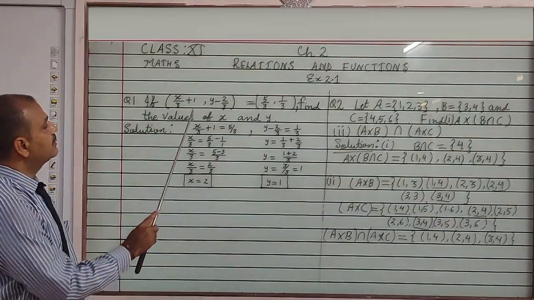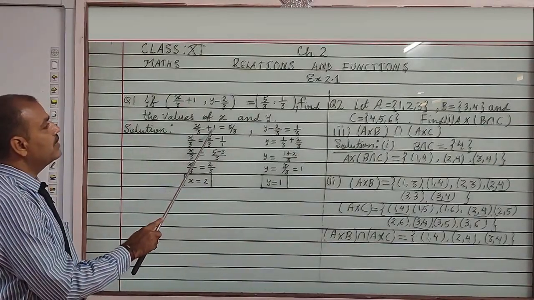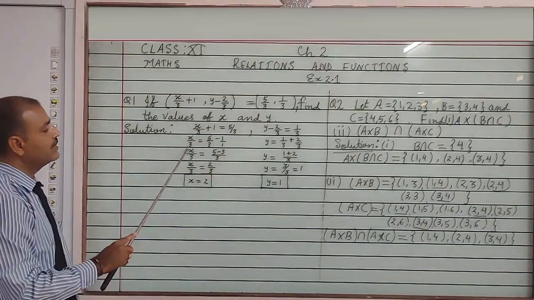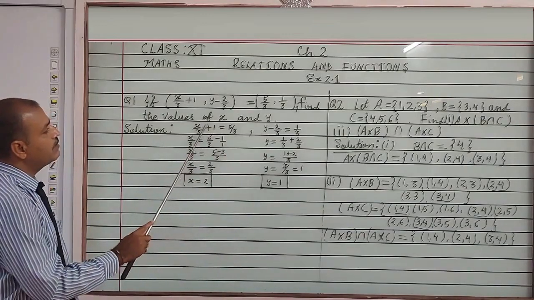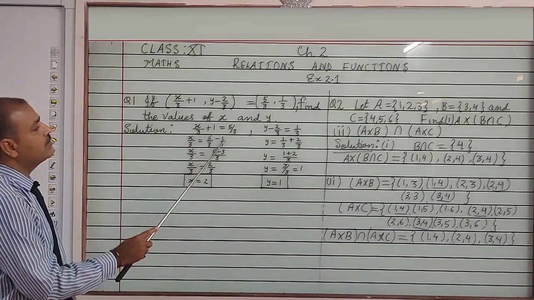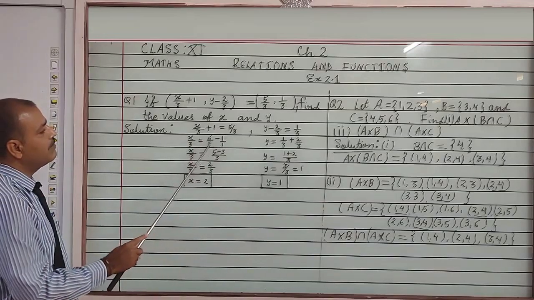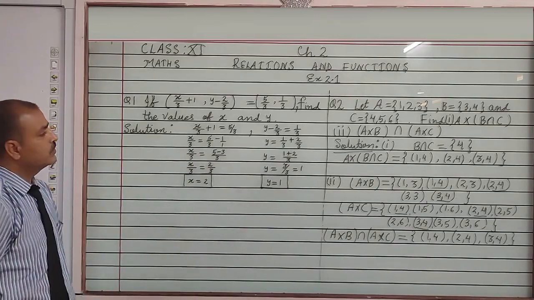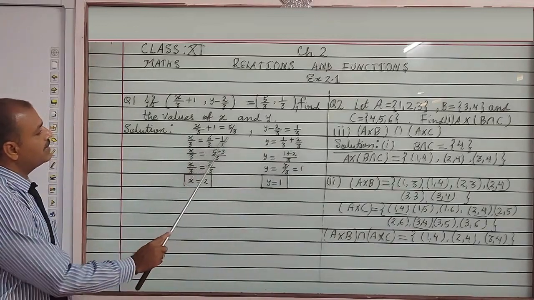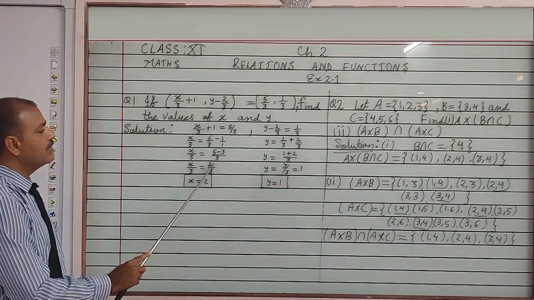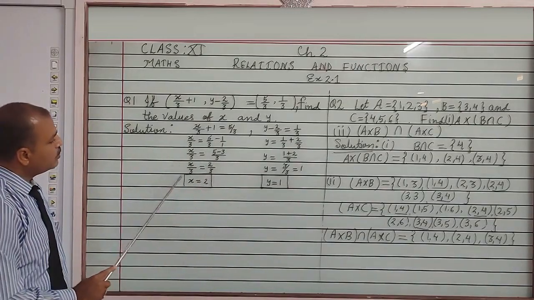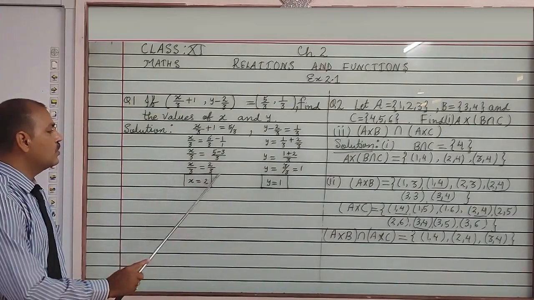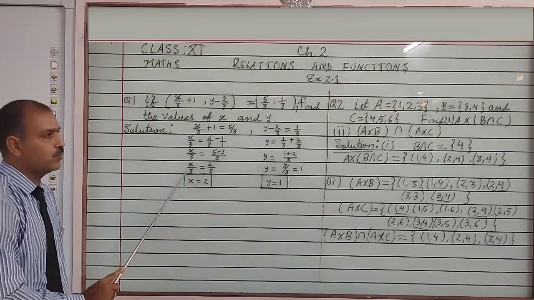Now the solution: x/3 + 1 is equal to 5/3. Then the next step, x/3 is equal to 5/3 minus 1, as the sign changes and it becomes minus. Here the LCM of 3 and 1 is 3. So (5 − 3)/3 is equal to 2/3. x/3 is equal to 2/3. The 3s cancel, so the value of x is equal to 2.